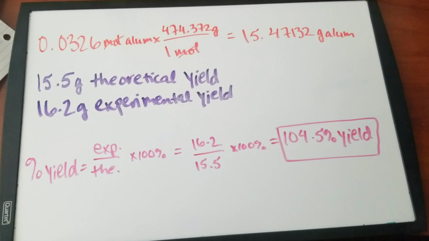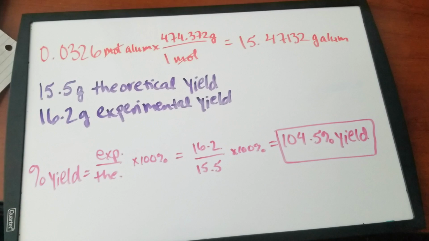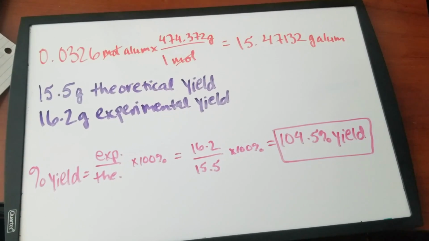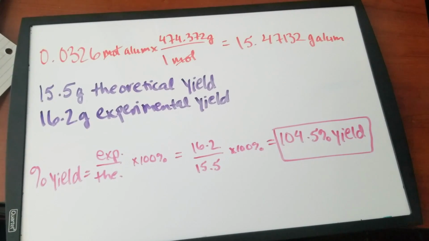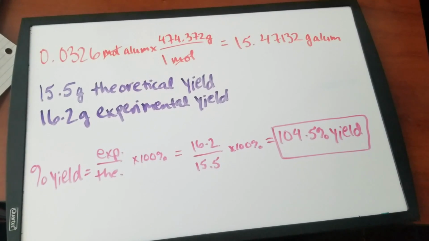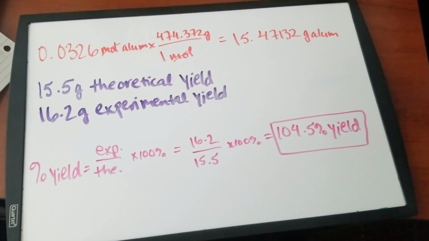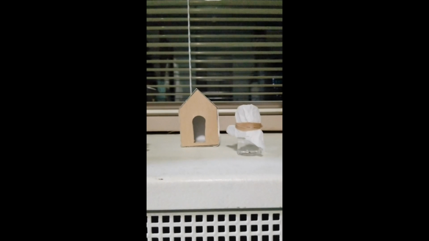Using all of this information, we are now able to calculate the percent yield of the experiment. We found that there were 15.5 grams of the theoretical yield of alum. Experimentally, we found that there were 16.2 grams of alum. Using this and the percent yield equation, we saw that there was a 104.5% yield. Our percent yield was above 100%. This means that we made more product than the reactants theoretically could yield. This may have occurred in an early reaction.